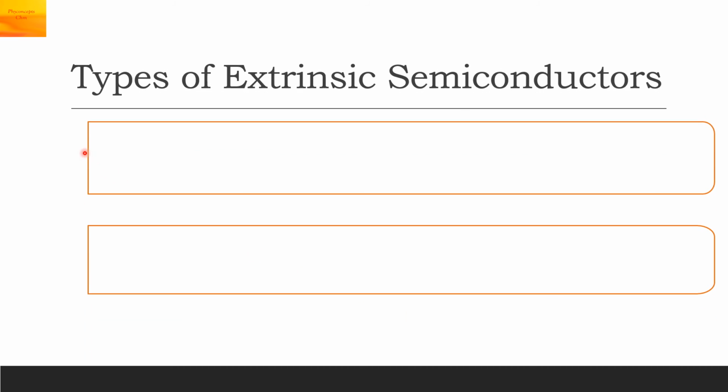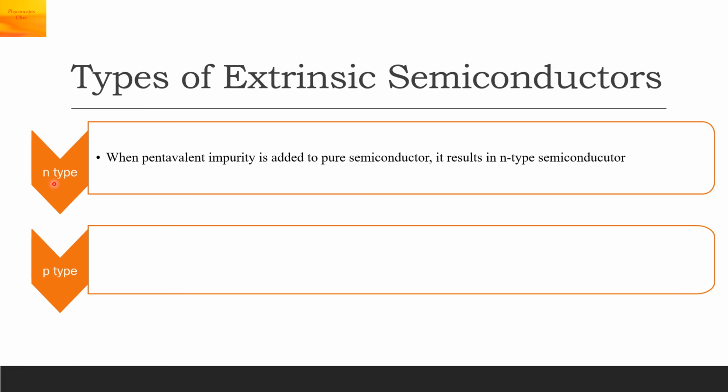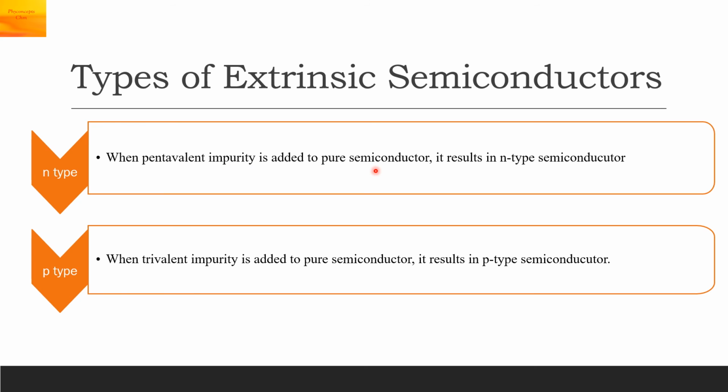Extrinsic semiconductor are of 2 types. One is N-type semiconductor. Second is a P-type semiconductor. N-type semiconductor is formed when you add a pentavalent impurity to the pure semiconductor. And a P-type semiconductor is formed when you add a trivalent impurity to the pure semiconductor.